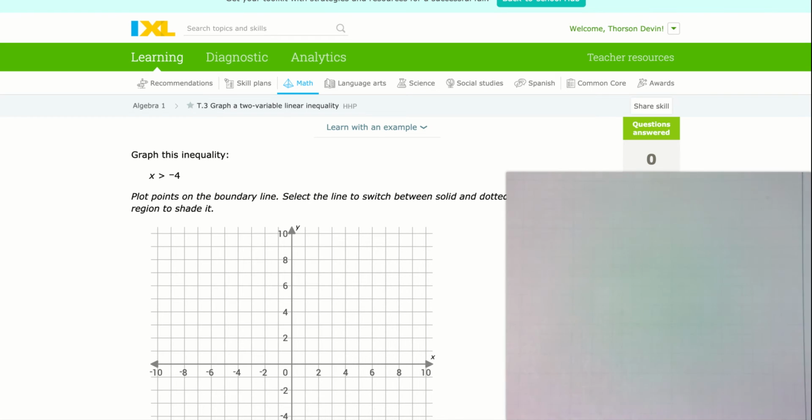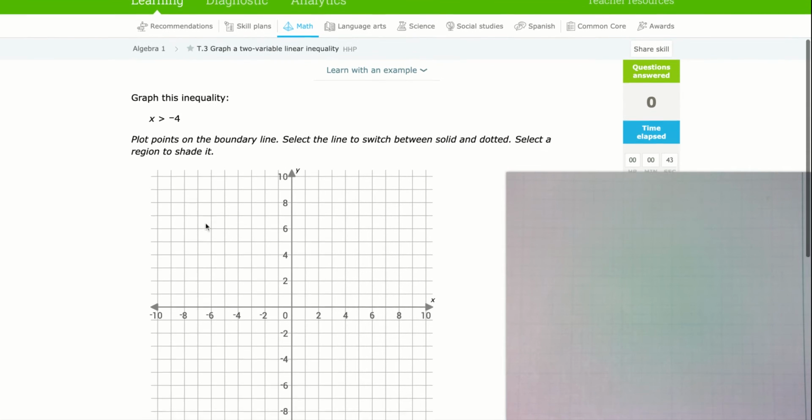Welcome. Today, we're going to learn to graph linear inequalities. This is T3, by the way, in Algebra 1. A linear inequality is a line where we're either going to shade above or below, or maybe it's to the right or to the left, depending on how you look at it.